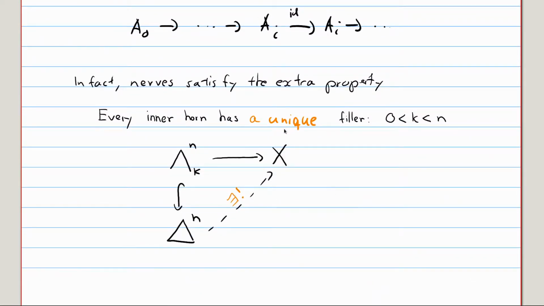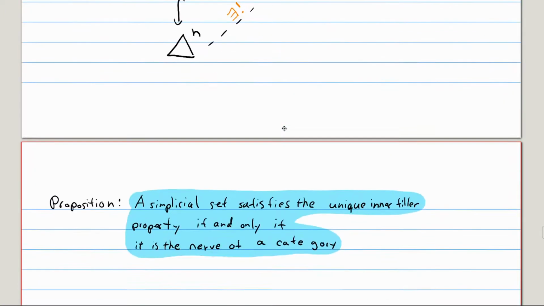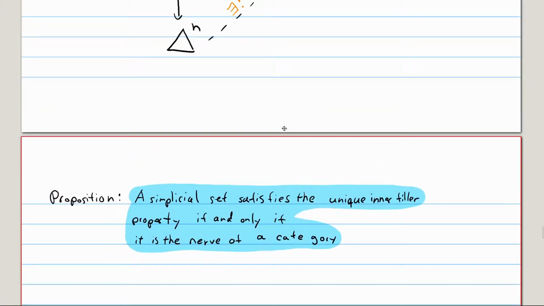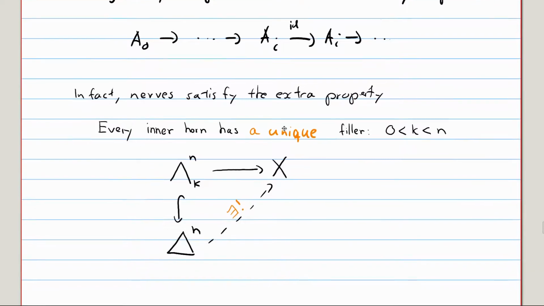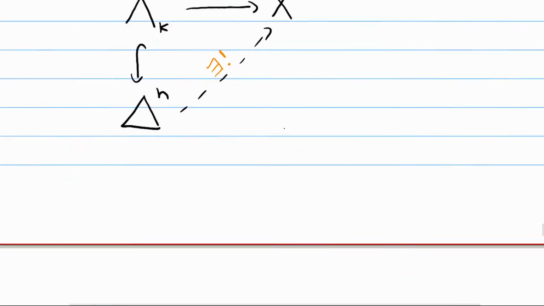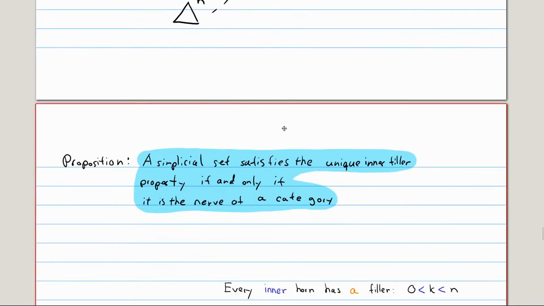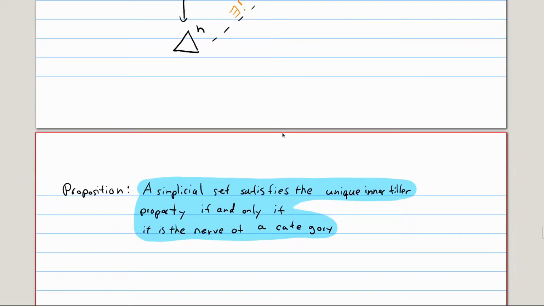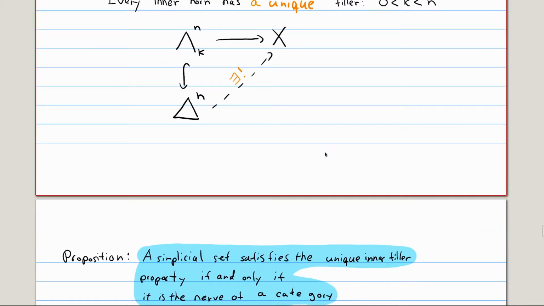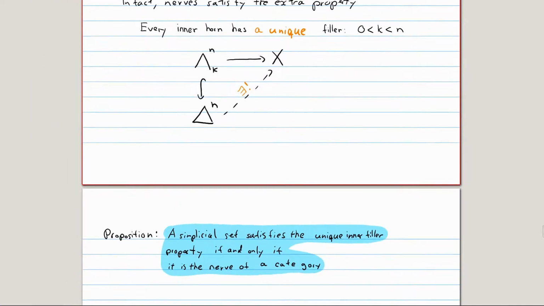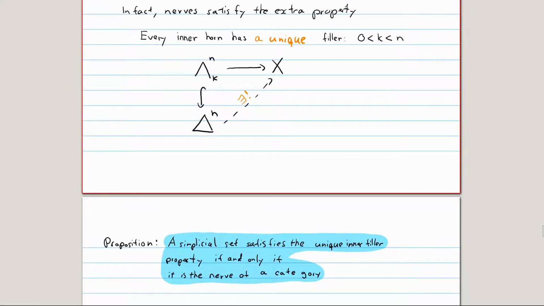So as a quick recap. Well, actually, there's a nice theorem about these nerves. That is the following proposition: a simplicial set satisfies this unique inner filler property, the thing I wrote up here, if and only if it is the nerve of some category. So this gives you another way to view these nerves, or we could use one to define the other, vice versa, which is pretty nice.